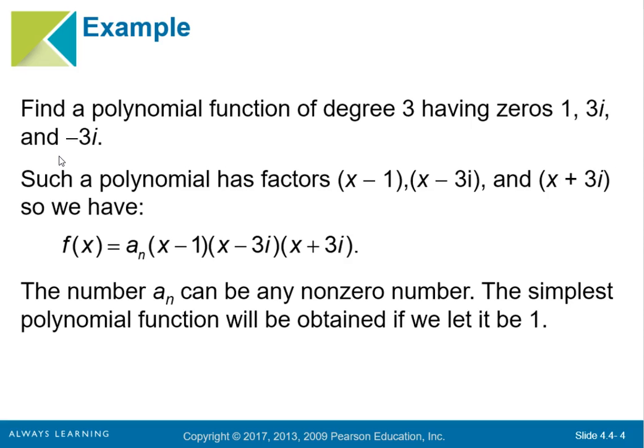All right, so we're given these numbers as zeros, so we're going to set it up. Here's my x minus 1. There's one of my zeros. I have my x minus 3i, which is one right there. And then I have my x minus a negative 3i, which becomes x plus 3i. All right, we have an a. In this case, we're going to assume that it's a 1. It can be any number that's not 0.